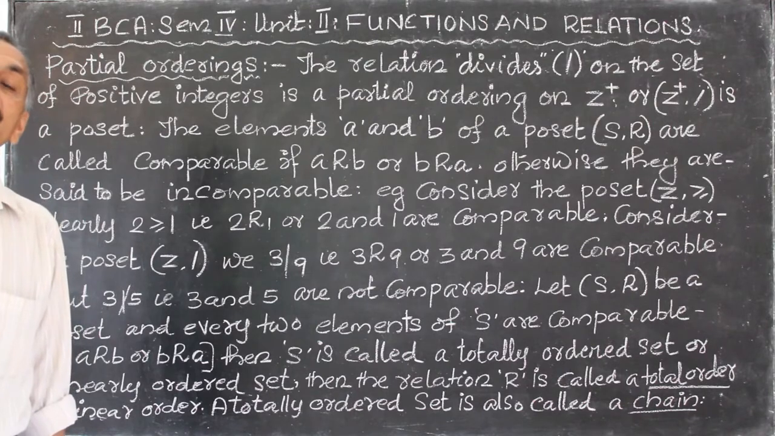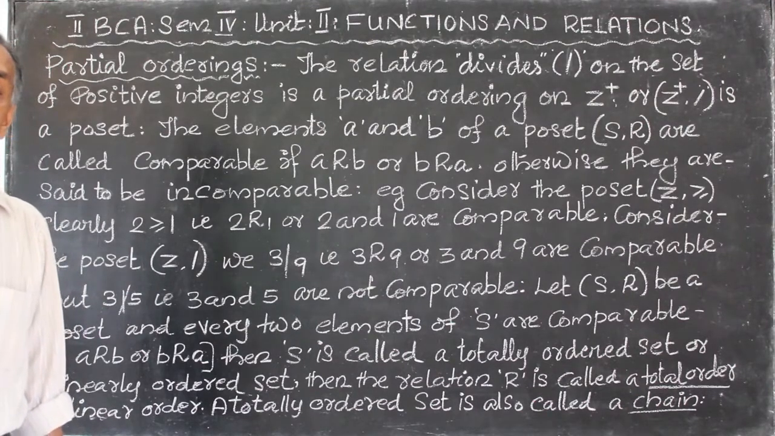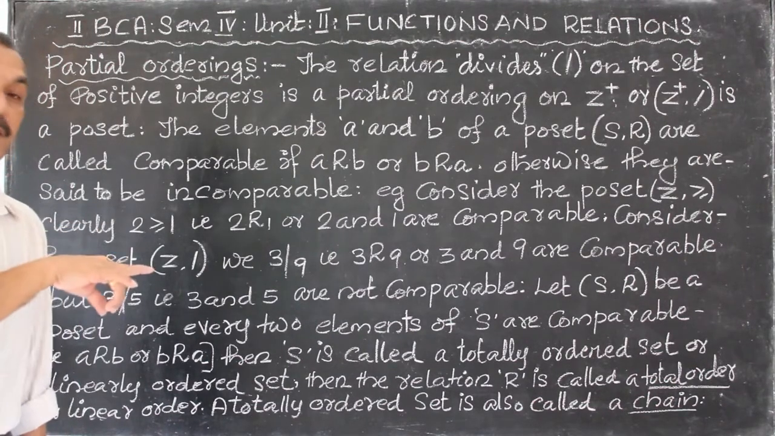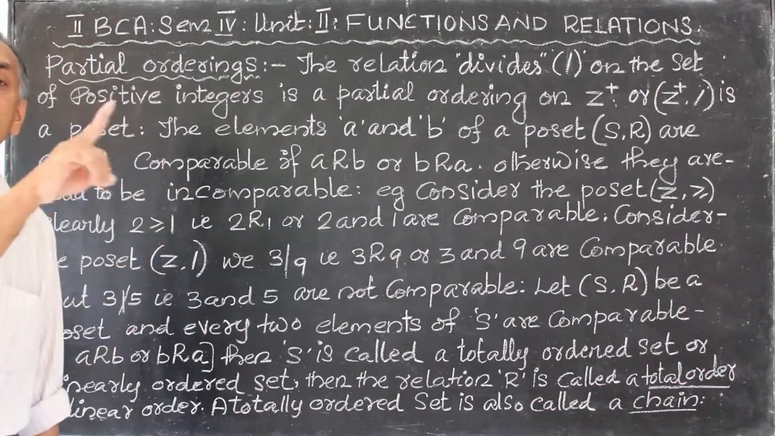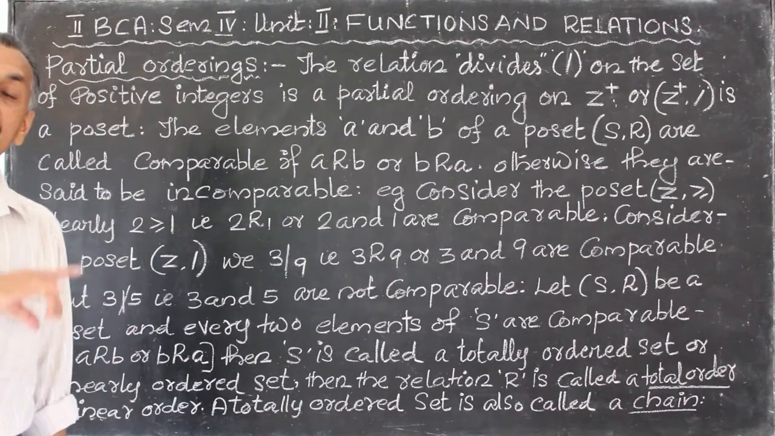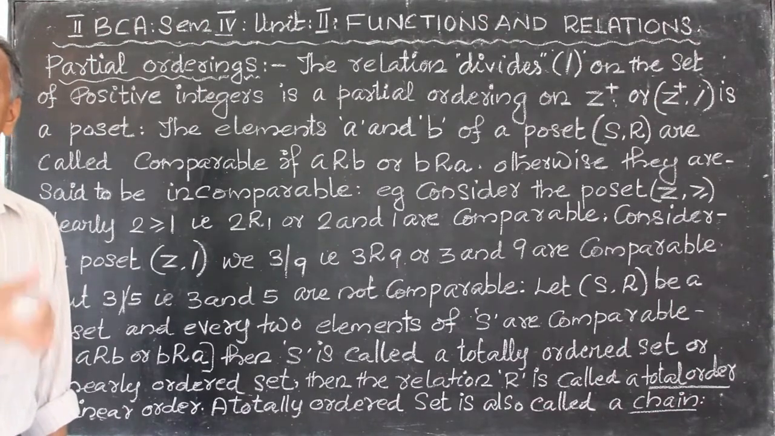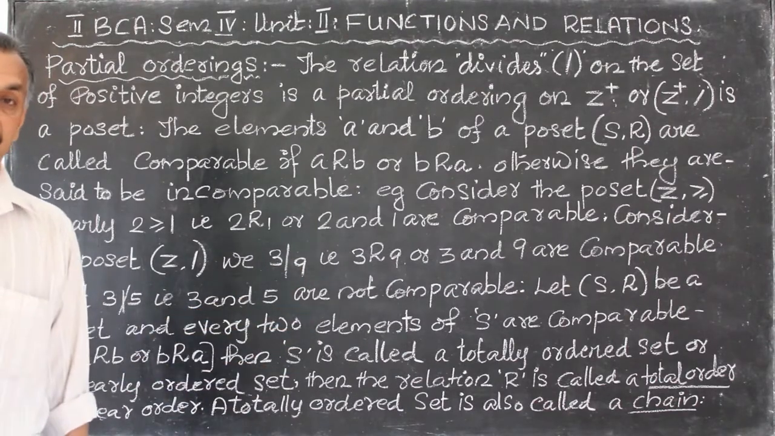In the set of integers, if we define less than or equal to or greater than or equal to, then any two elements we take are comparable. So we say the set is a totally ordered set, and the relation greater than or equal to or less than or equal to is a totally ordered relation, or total order, linear order. In that case the set is called a chain.